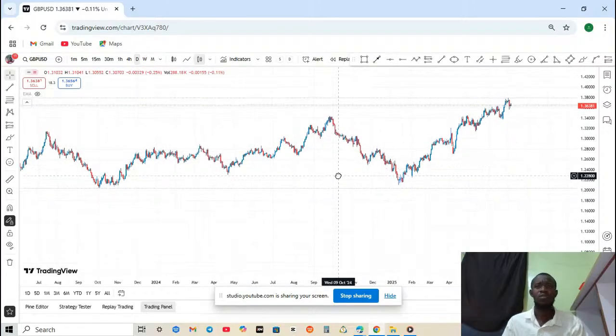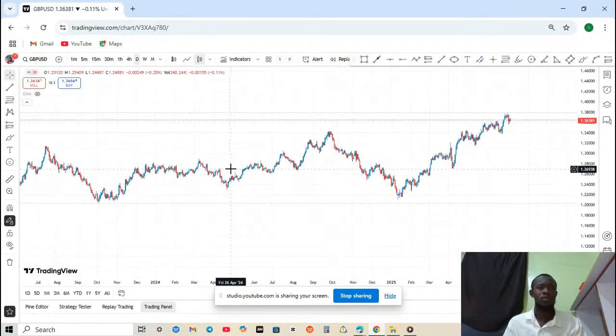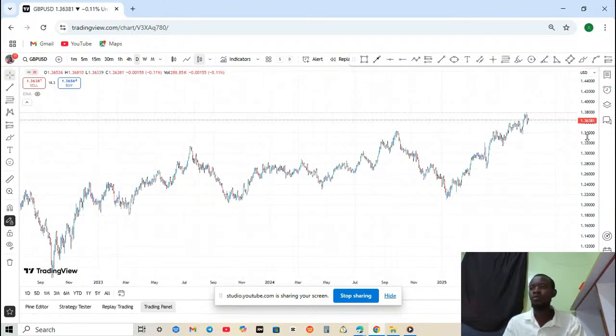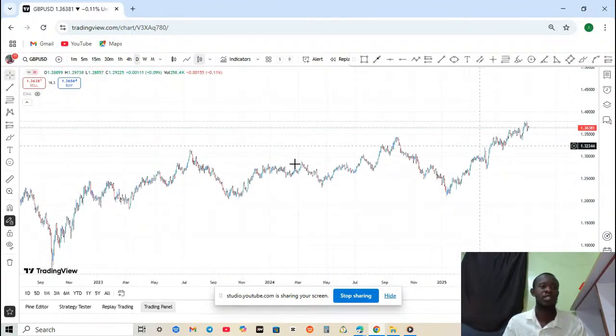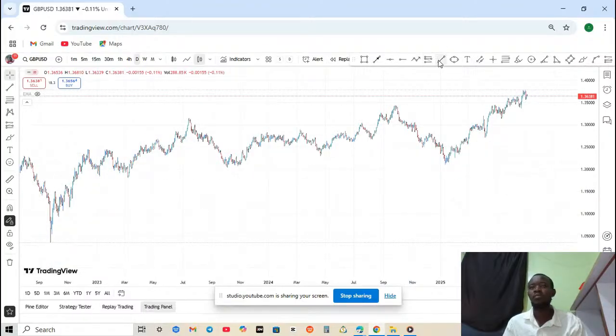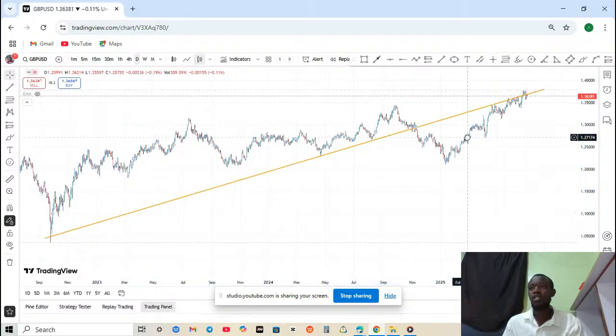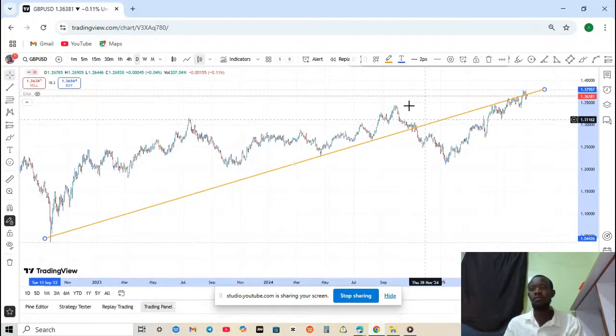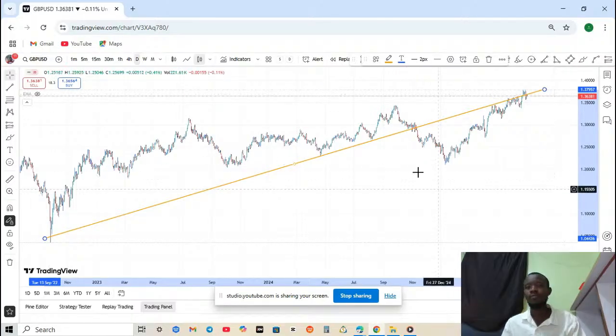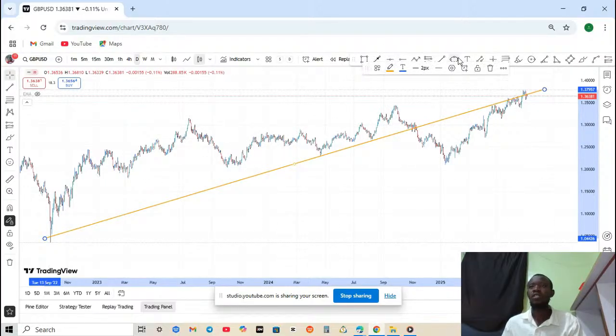I focus on what the market has been doing, and you can see for the longest time possible the market has been on an uptrend. You can see the market has been uptrending. So the next thing I do after knowing the overall trend, that's the overall trend.